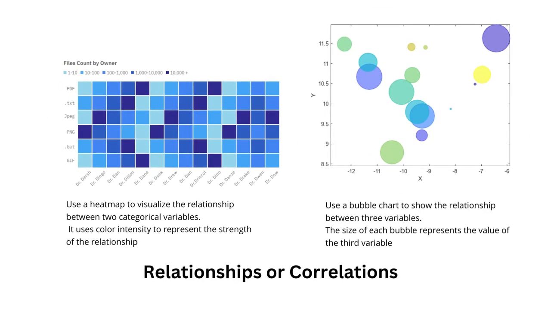Relationships or correlations. Use a heat map to visualize the relationship between two categorical variables. It uses color intensity to represent the strength of the relationship. Use a bubble chart to show the relationship between three variables. The size of each bubble represents the value of the third variable.